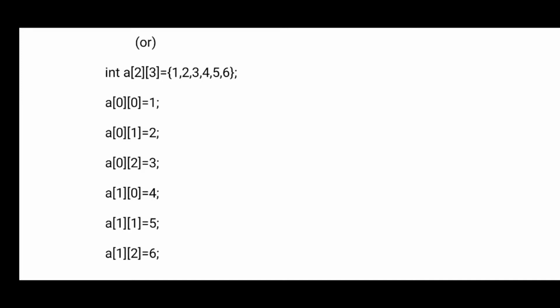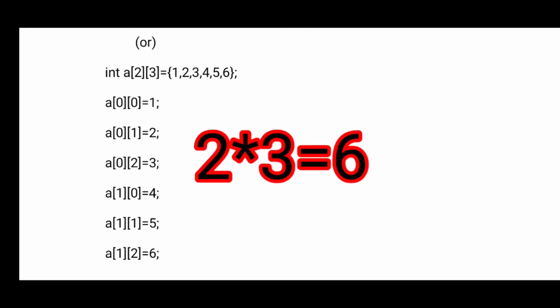You can initialize a two-dimensional array in this format also. Array index always starts with 0. So 0, 1, 2, so totally 3 columns. 0 and 1, so totally 2 rows. If you multiply the subscript values in the array, this will give you the number of elements in the array. In this example, if I multiply both the subscripts, that is 2 and 3, 2 3s are 6. So this array contains 6 elements.